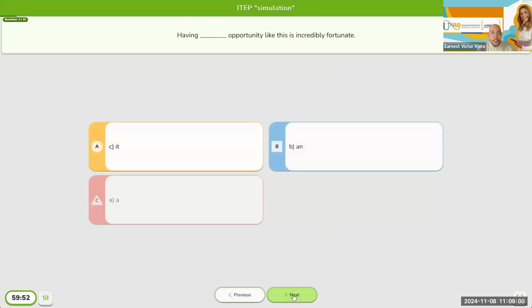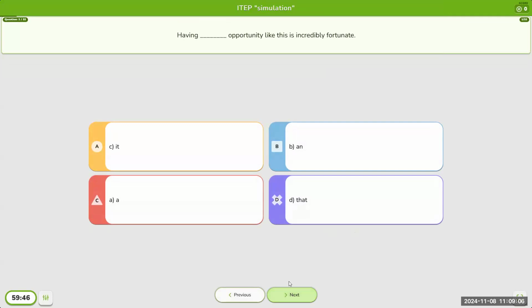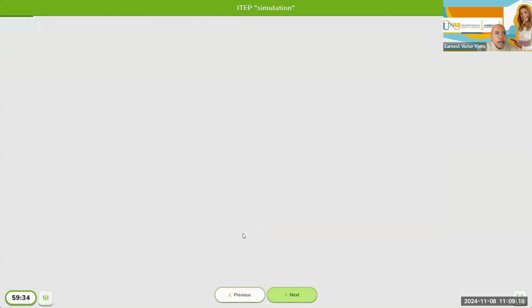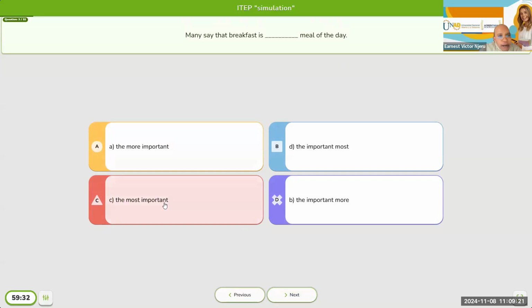So let's go. In this part we need to be very fast, because the other part will be complicated. We are supposed to read the whole sentence before we choose. Having an opportunity like this is incredibly fortunate. Having an opportunity. Very good. B. Let's go to number 3. Many say that breakfast is the most important meal of the day. C, the most important. Very good.